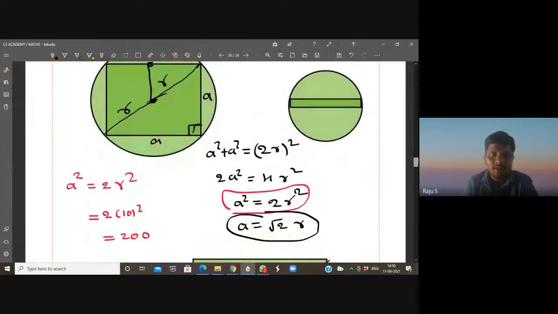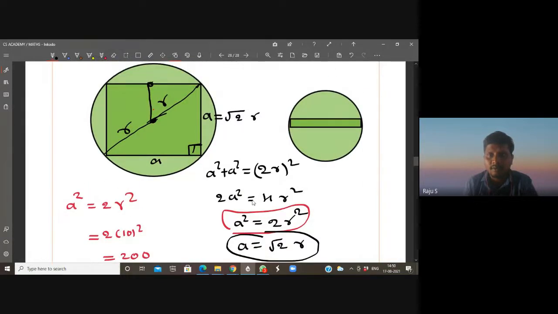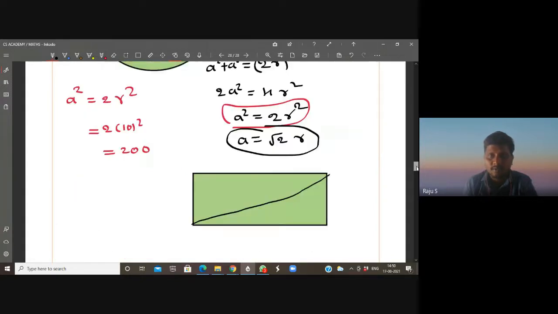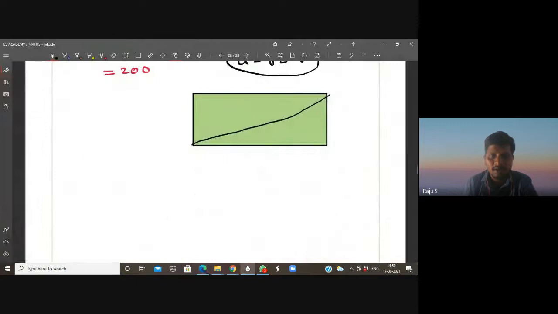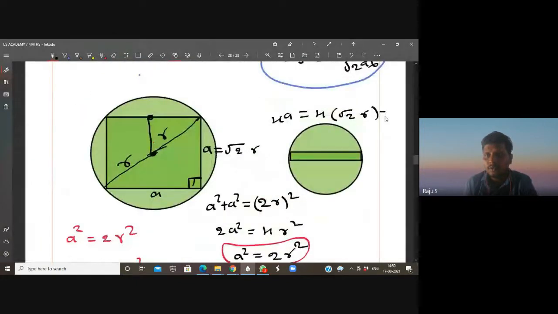So, the maximum area is given by the square. What is the side in that case? Root 2 times r. Side is root 2 times r, so what is the perimeter? 4a, nothing but 4 into root 2 times r. See students, they have given perimeter 100, so this becomes 4 root 2 r, which is equal to 100. So what is r from this? r is equal to 100 by 4 root 2, that is nothing but r is equal to 25 by root 2.